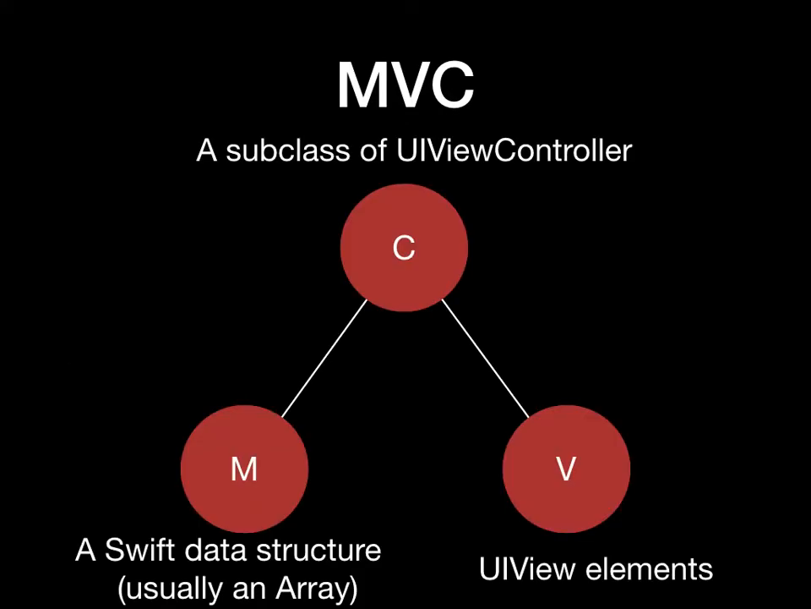So, for example, this is how MVC is usually laid out. You have your controller in the middle, which is sort of like the view controller. Then you'll have your model, which might be like a user or a student or some type of class usually. And then you have your UI view elements, which might be like a cell or some type of component that you will define as views.